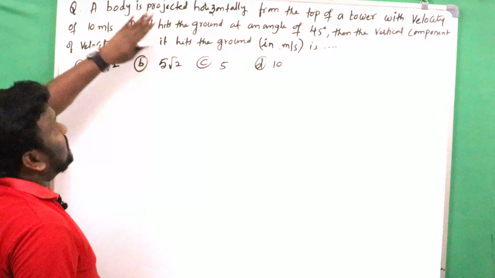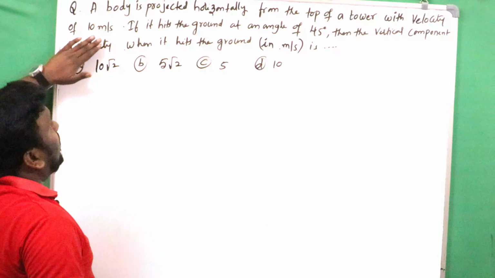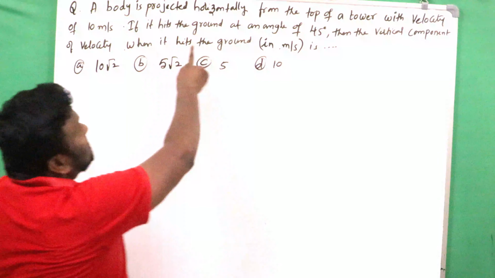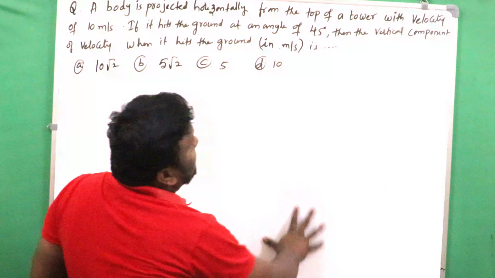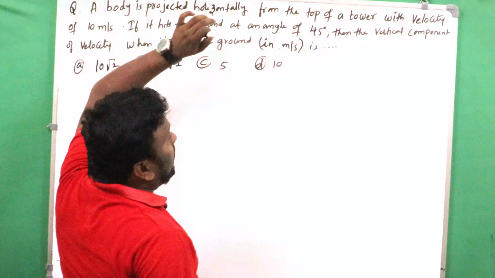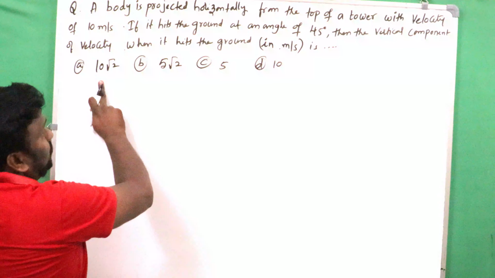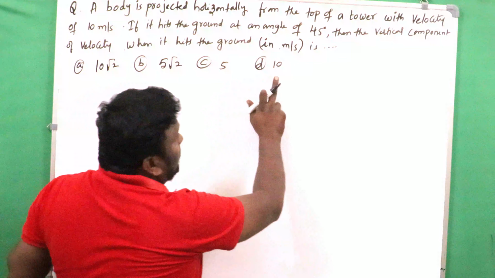A body is projected horizontally from the top of a tower with a velocity of 10 meters per second. If it hits the ground at an angle of 45 degrees, then the vertical component of velocity when it hits the ground, in meters per second, is. Options are given: 10 root 2, 5 root 2, 5, 10.